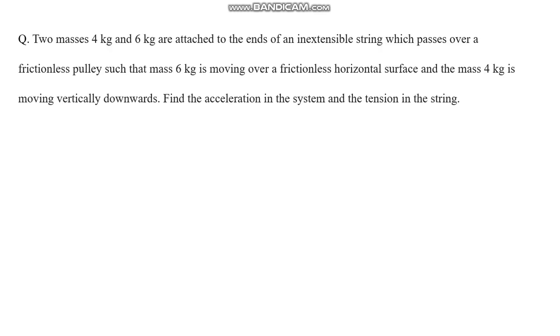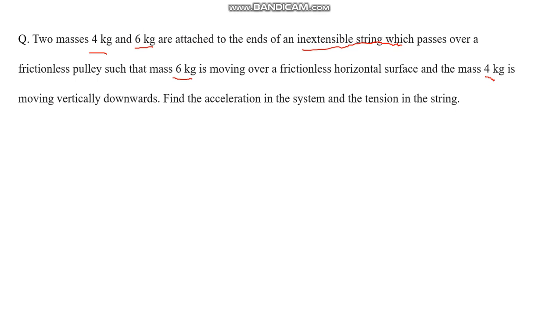Now we have another question. In the next question, two masses, 4 kg and 6 kg, are attached to the ends of an inextensible string which passes over a frictionless pulley, such that the mass of 6 kg is moving over a frictionless horizontal surface and the mass of 4 kg is moving vertically downwards. Here they are again talking about two masses, 4 kg and 6 kg, attached to the ends of an inextensible string. With this information you can easily identify that they are talking about tension in string.